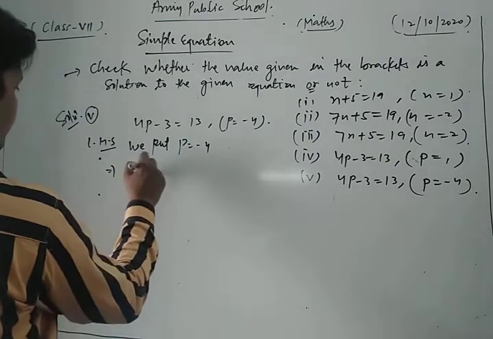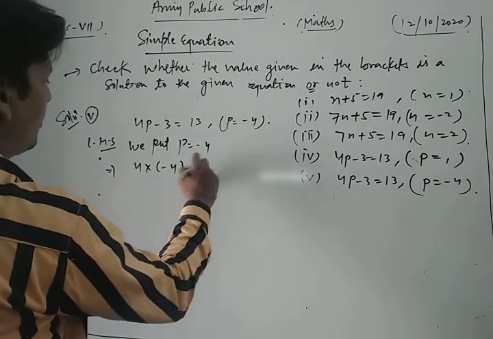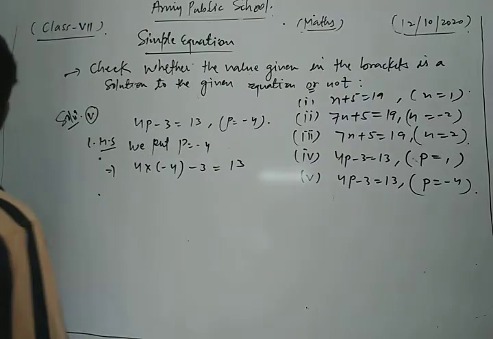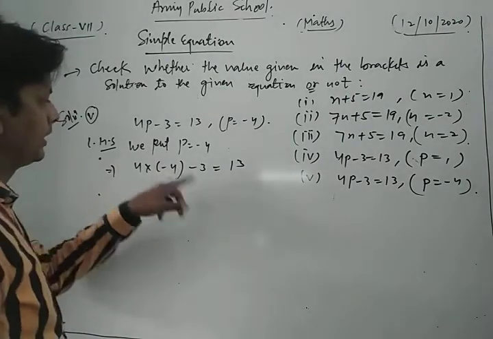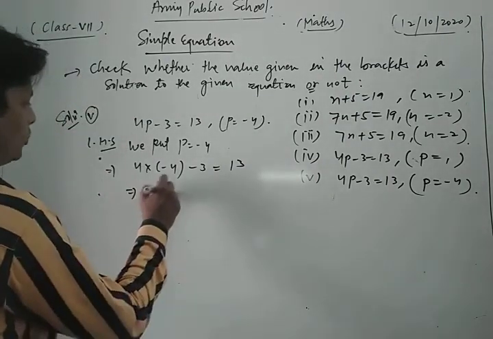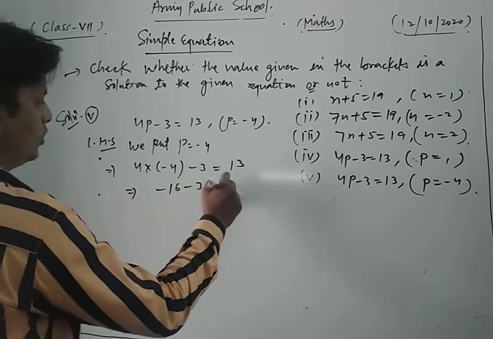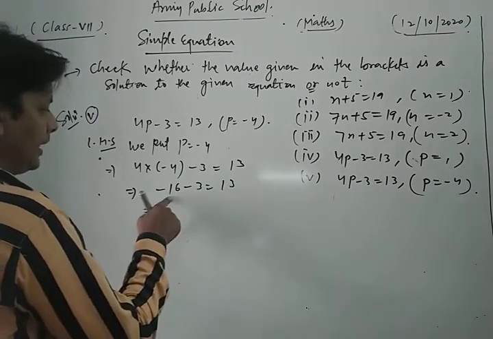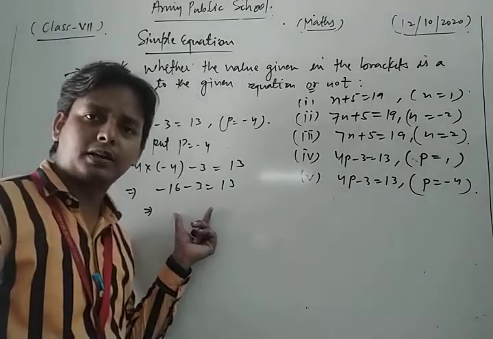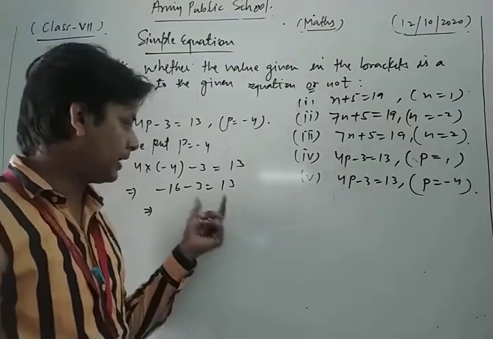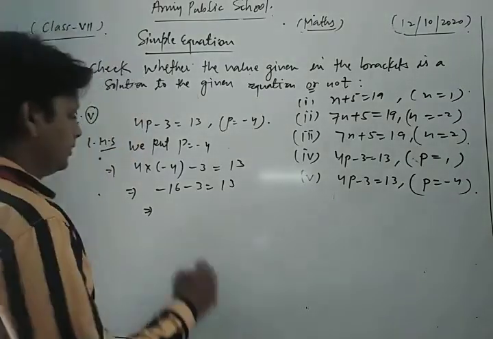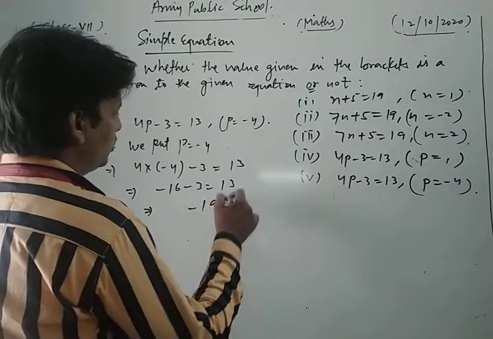So we get 4 into minus 4 minus 3 is equal to 13. Now we get minus 16 minus 3 is equal to 13. So what do we get? Minus 16 minus 3 we get as minus 19.